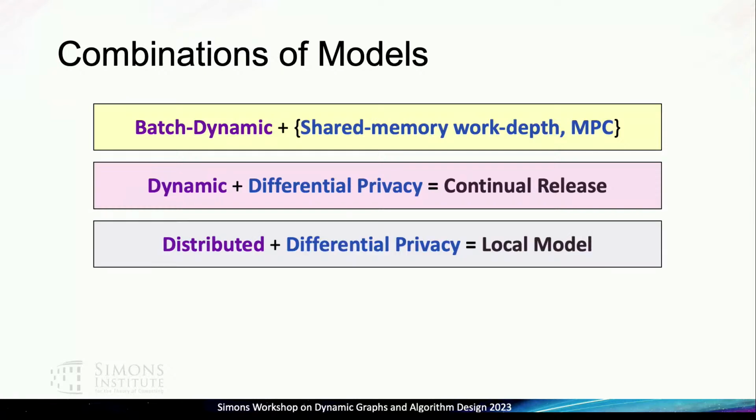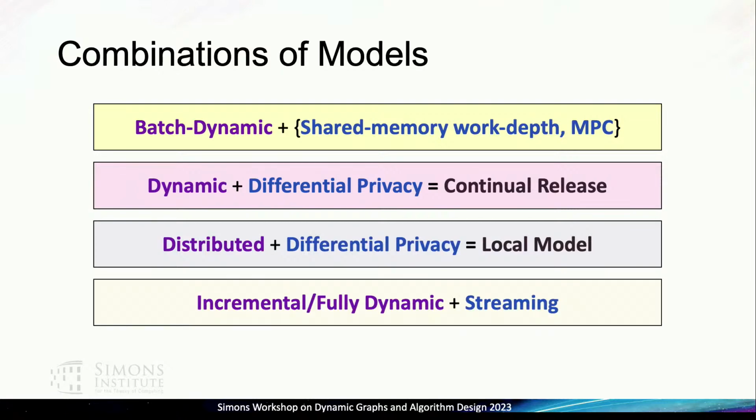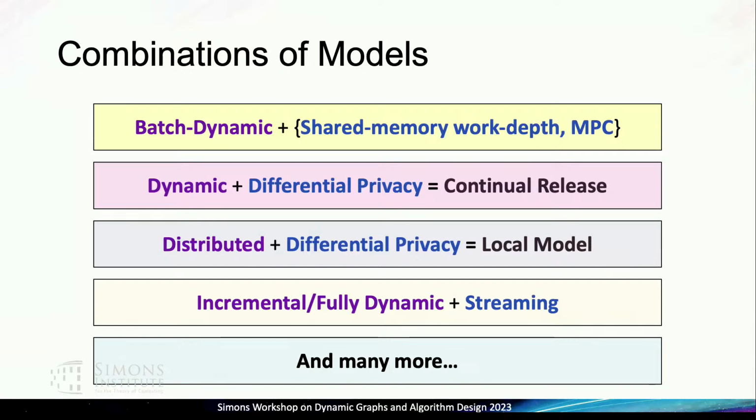You can combine distributed with differential privacy, which I've talked about, and that gives you the local model. And of course, for streaming, you can have insertion-only streams, so incremental dynamic algorithms, or you can have fully dynamic streams, combining fully dynamic updates with receiving these updates in a stream. There are many more types of models. There is some interest in combining parallel with streaming, where you care about the amount of processing time for all of the edges that you store from the stream, and many other different combinations.